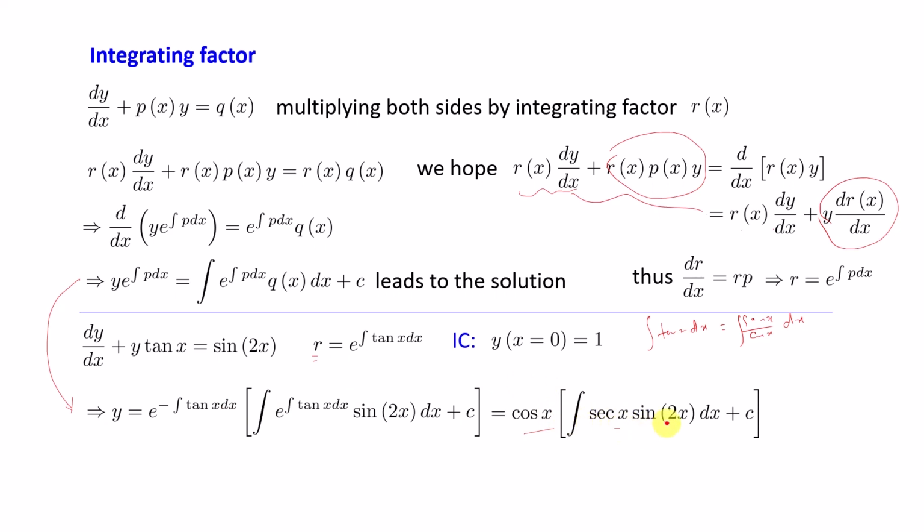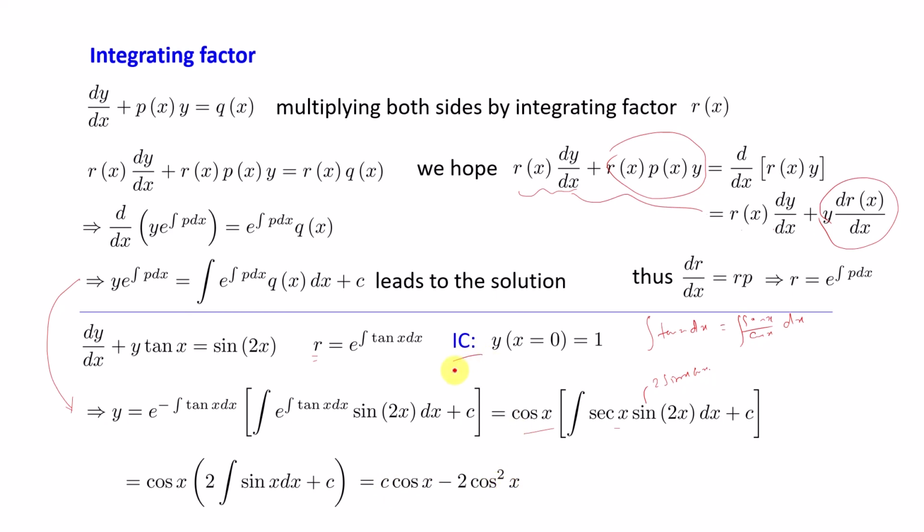Then I have sec x times sin 2x. Sin 2x is 2 sin x cos x. So cos x into sec x is 1. So only sin x will prevail here. So cos x times 2 integral sin x dx. So that gives us y equals c cos x minus 2 cos square x.